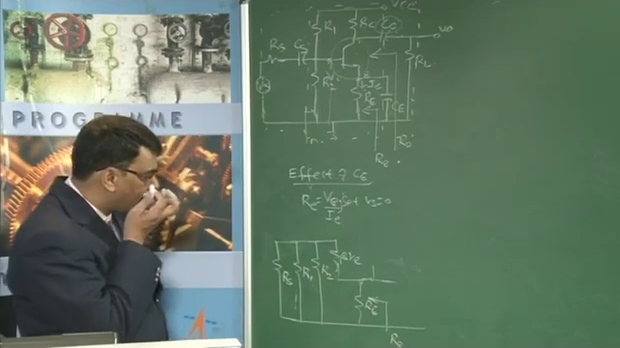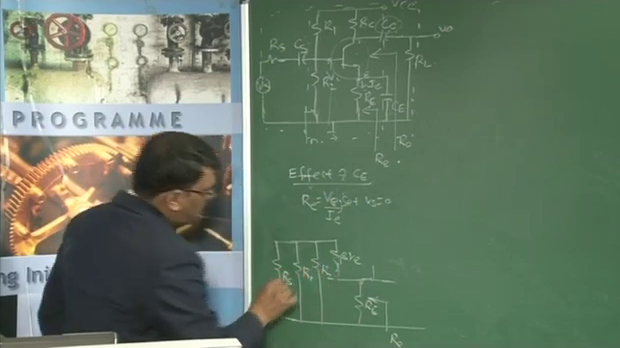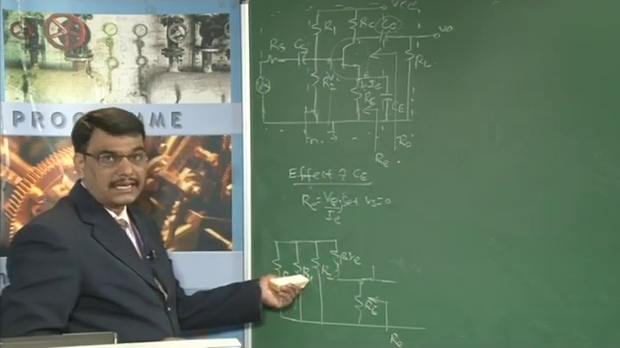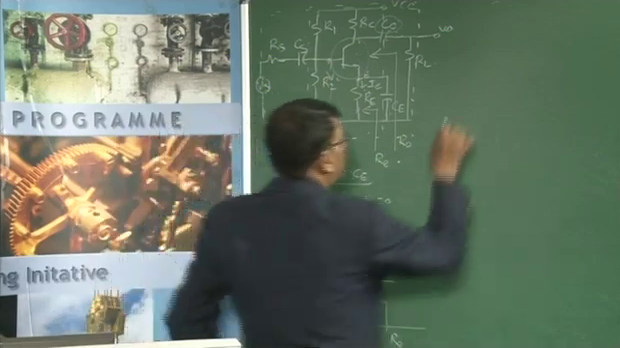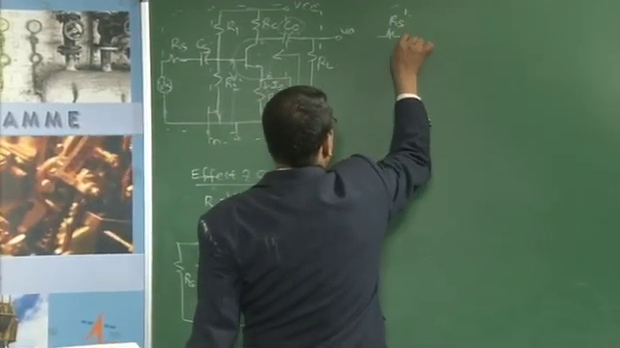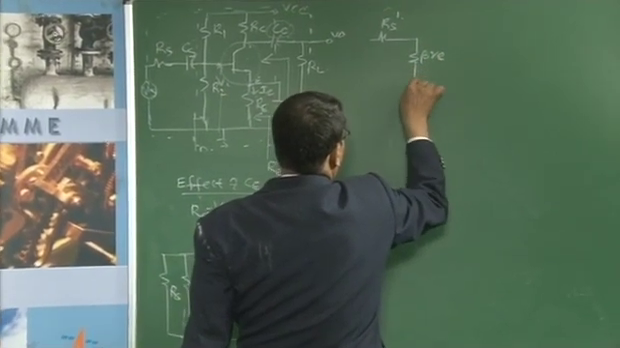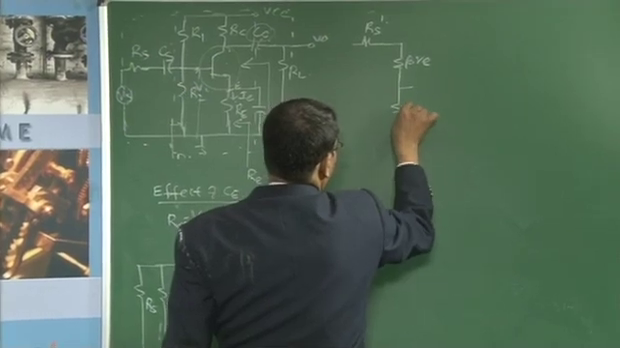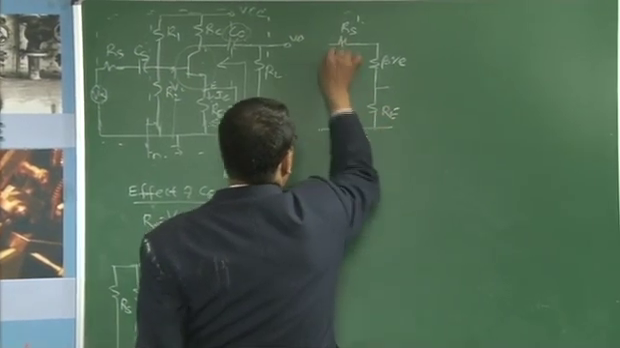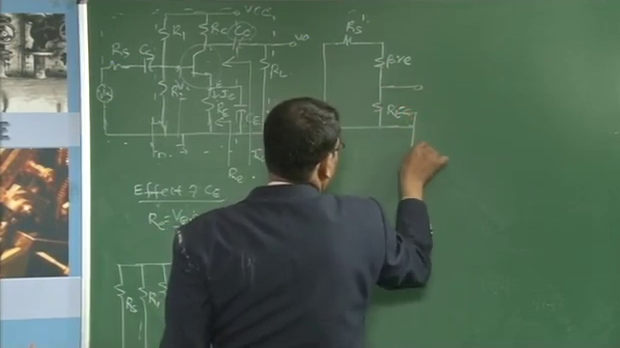For this we need to calculate. Looking into these resistances R1, R2, Rs, these three resistances are connected in parallel. Therefore, we can replace them with an Rs dash, which is in series with this beta times r_e. Then you are looking into this point, which is grounded.